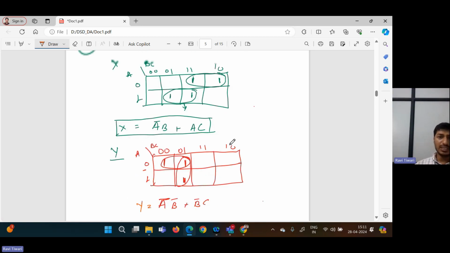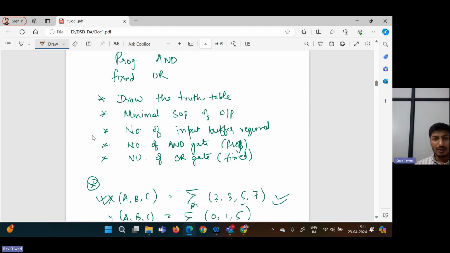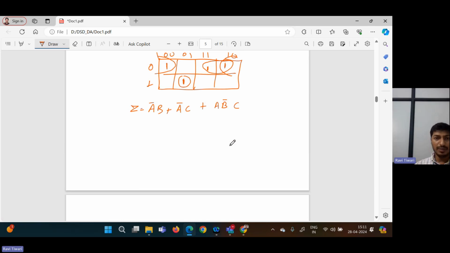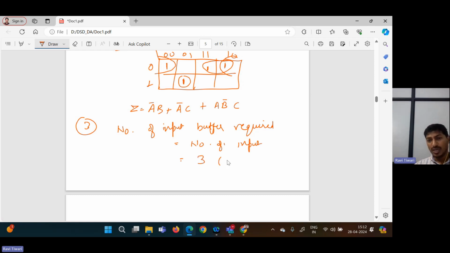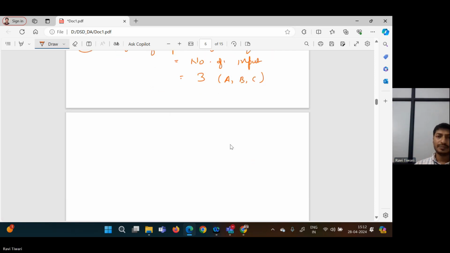Now we have to see the third step. In the third step, we have to find out the number of input buffers required. It is always equal to the number of inputs. And in our case, we have A, B, C as the three inputs. So three inputs, that are A, B, C, as our three input buffers.